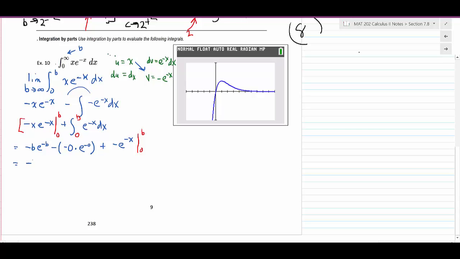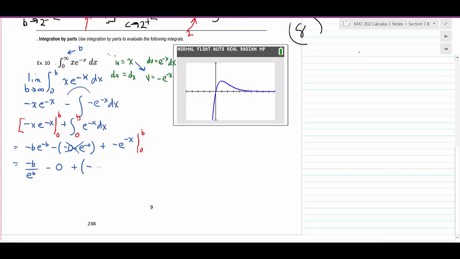So I'm going to write this as negative b over e to the b. That's just making the exponent positive. And then this whole thing becomes 0, so that's kind of nice. Okay, and then that just goes to minus 0. I'm going to put that in there. Okay, then we'll evaluate this.